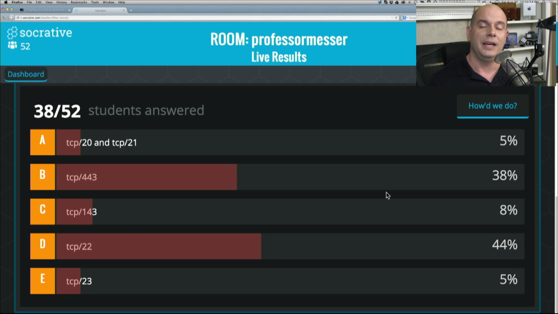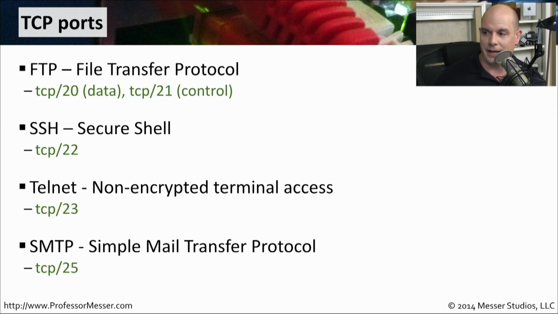A terminal session is going to be something like Telnet, which is not encrypted, or SSH, the secure shell, which is encrypted. So now that we've gotten our minds to SSH, we also have to know what the port number is for SSH. So if we look at some of the port numbers available, FTP is TCP ports 20 and 21. We're not talking about file transfers.